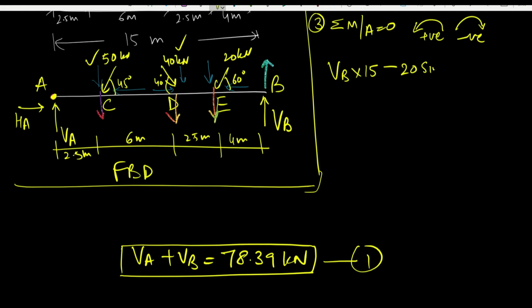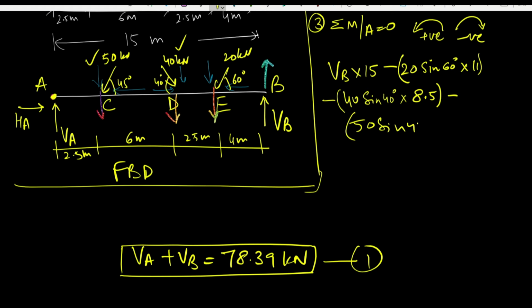So minus 20 sin 60 degree into distance, distance is 2.5 plus 6 plus 2.5, it is 11, minus next force is 40 sin 40 degree into distance, distance is 6 plus 2.5 which is 8.5, minus 50 sin 45 degree into the distance, 2.5 meter. This is equal to 0.